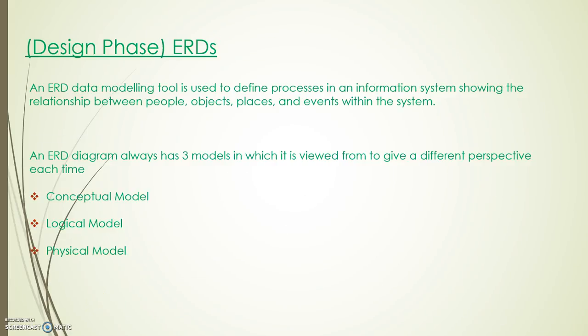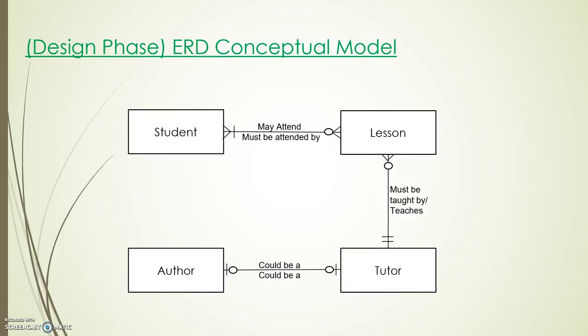Now, ERDs. An ERD data modeling tool is used to define processes in an information system, showing the relationship between people, objects, places, and events within the system. An ERD diagram always has three models from which it is viewed to give a different perspective each time. You have the conceptual model, the logical model, and the physical model. Now, this is a conceptual model for Learning Language Limited. Now we have a student, lesson, author, and tutor. These are entities. The rectangles represent entities, the circles represent optionality, and the arrows represent cardinality.